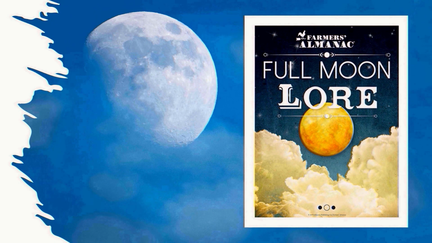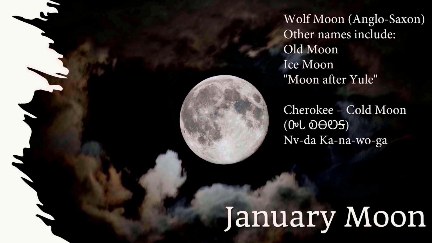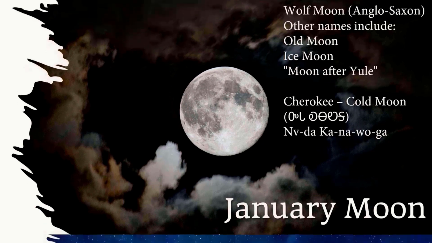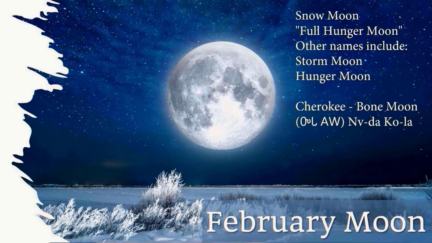For the most part, present-day research focuses only on the names that are geared towards Northern Hemisphere observers. It's important that we take a brief look at them. In January, Wolf Moon, Old Moon, Ice Moon, Moon after Yule, Cherokee, Cold Moon. February, the Snow Moon, Full Hunger Moon, Storm Moon, Cherokee, Bone Moon. Because there was so little food at the time, they had to eat bone marrow for soup.